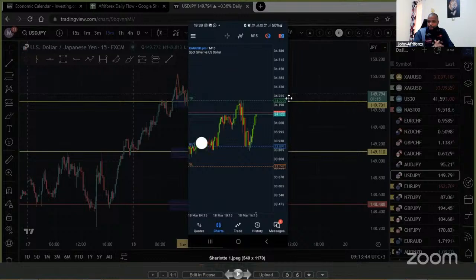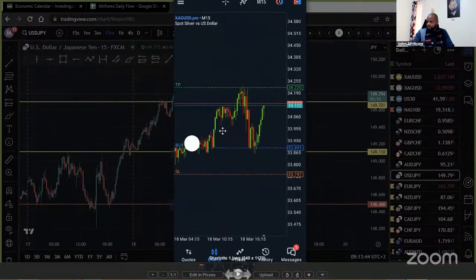So we also did get two screenshots from Charlotte. So this is on silver. I can see that you got a buying opportunity on this one. The market pulled back within this region.